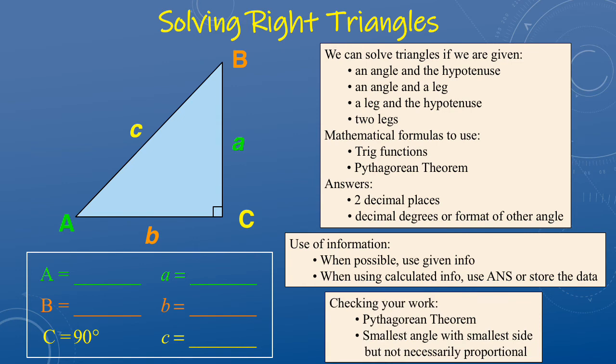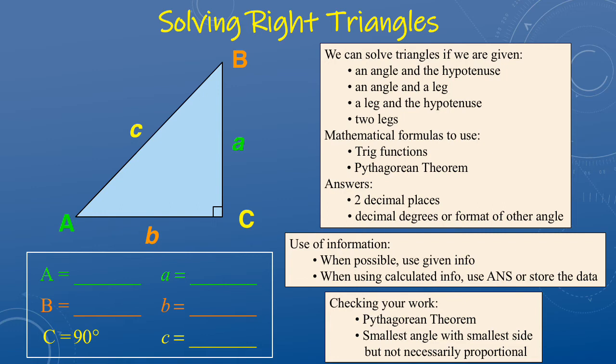While checking your work is not necessary, doing so ensures that you have the correct answer, and it only takes a few seconds. If you did not use the Pythagorean theorem in your solution, then you can check the accuracy of the sides by using it. And while the hypotenuse must be the largest side, the smallest side must always be opposite the smallest angle.